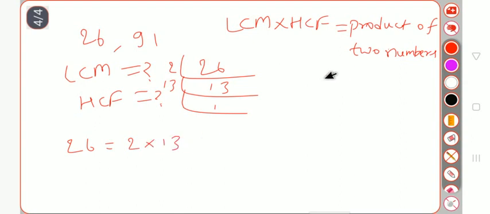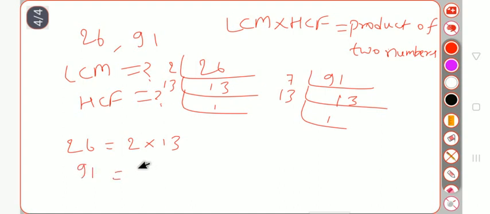Now what is 91? Take 7, 13, 13, 1. So we can write 91 as 7 into 13. So what is the HCF here? HCF is the common between prime factors. So what is common here? 13. Okay, the HCF is 13.